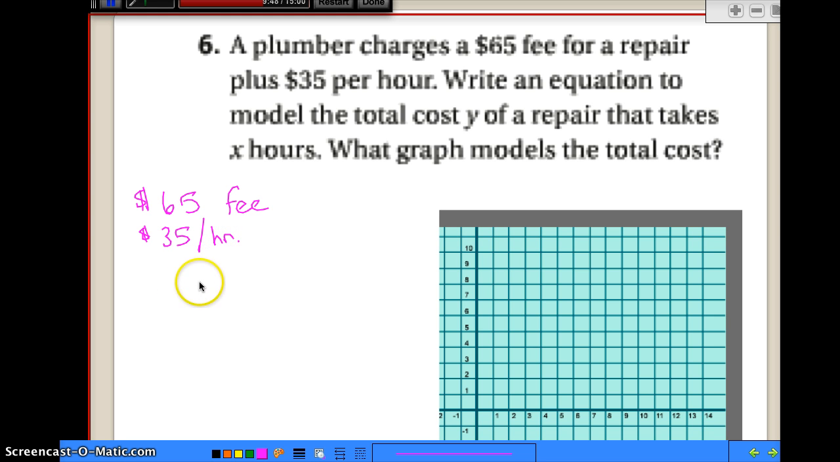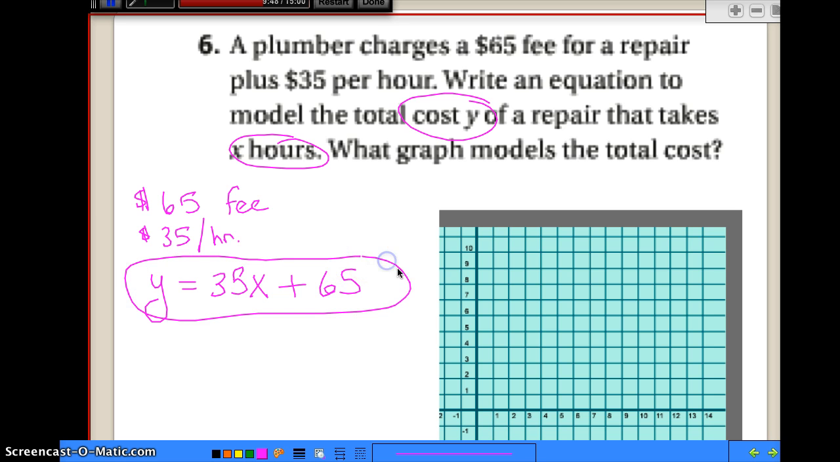So Y is the cost of the repair. So Y is equal to, for every hour, it's going to cost us $35. So here's my cost, which is my Y, and here's the number of hours, which is my X. So we have 35 times X plus my fee of $65. So that would be my equation.